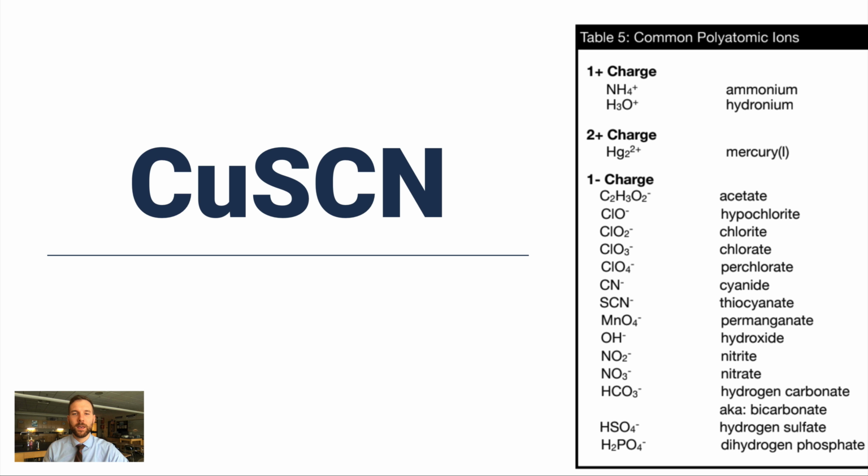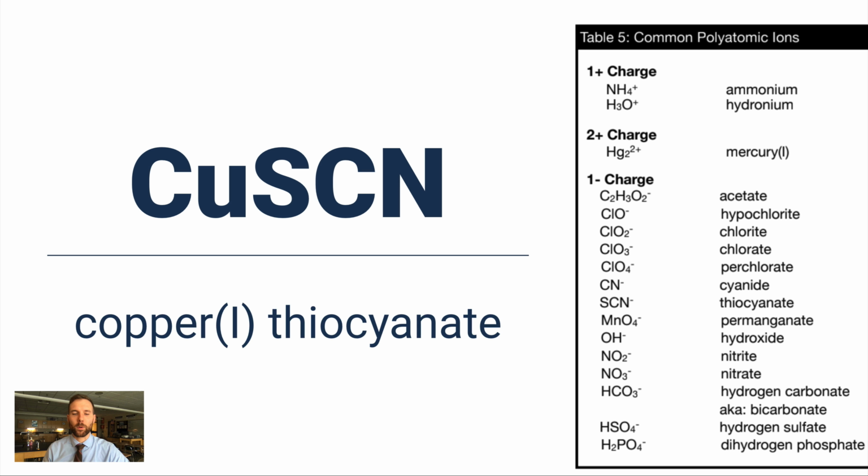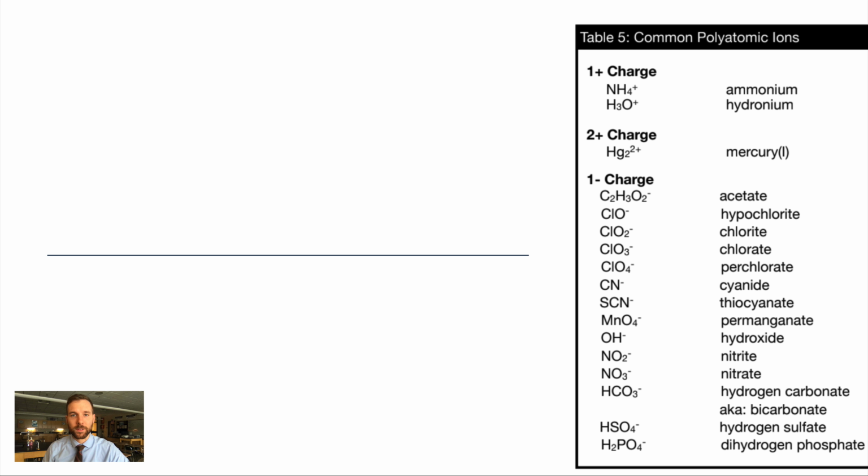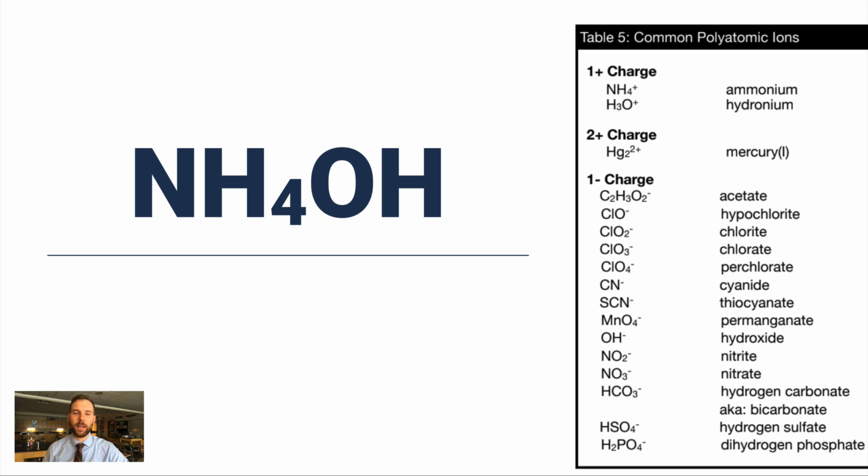Copper is one of them. So that means we need to look at the charge of SCN. That's -1. And so if there's 1 SCN and 1 copper atom, then that means we are dealing with copper 1 thiocyanate, not copper 2 thiocyanate. So some of these rules can start to layer in with each other, and this is an example where that happens. One more example, NH4OH.